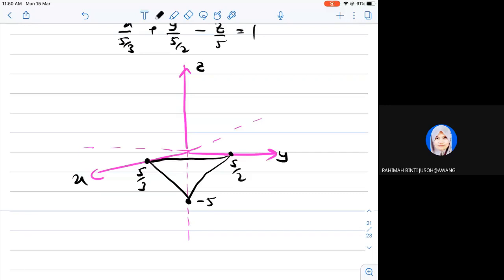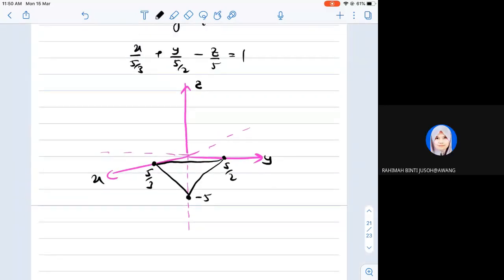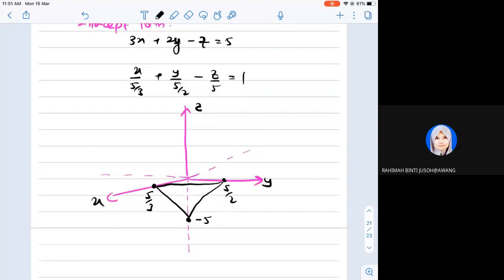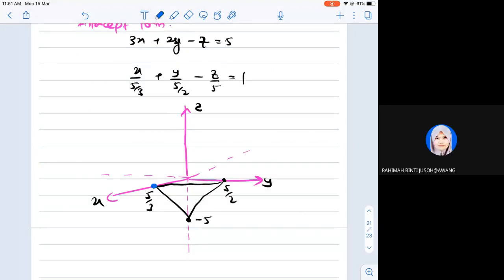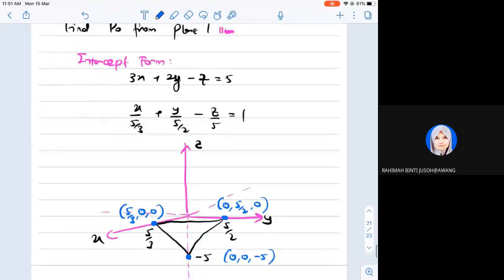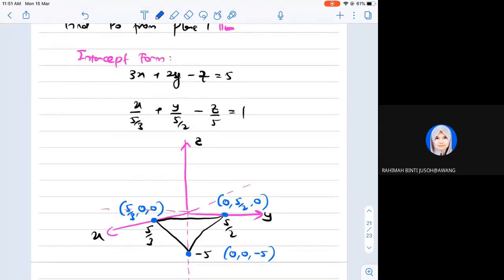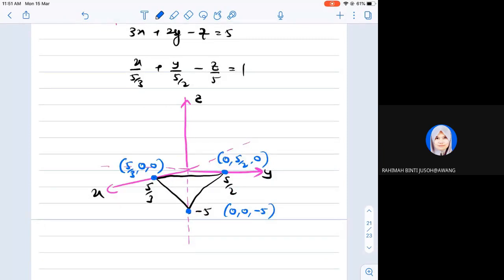Daripada plane ni, kita nak satu titik je sebenarnya, P0 tu. So you nak pilih yang mana satu? Okay, macam ni. Yang ni koordinat dia kita ada 5/3, 0, 0, isn't it? Yang B ni pula, kita ada 0, 5/2 and 0. Yang last kali ni kita ada 0, 0, negative 5 kan? You bukan setakat ada satu titik, you ada 3 koordinat. So pilih which one, it's up to you. Semua ketiga-tiga koordinat ni akan bagi jawapan yang sama, don't worry.